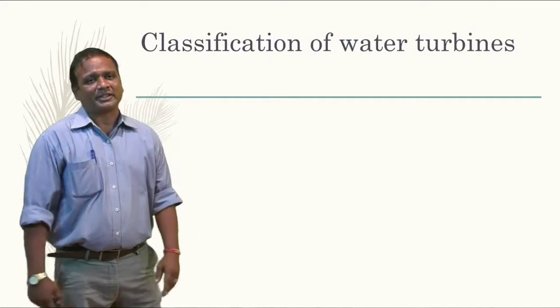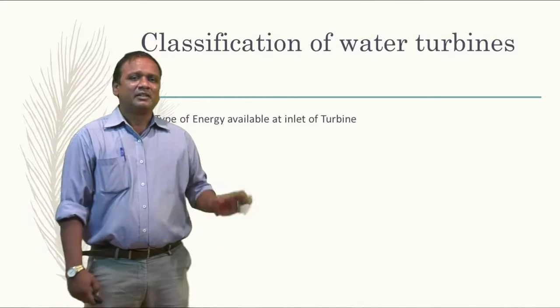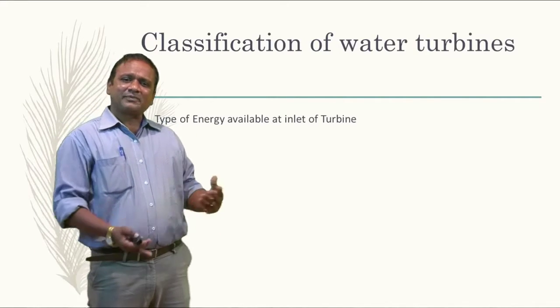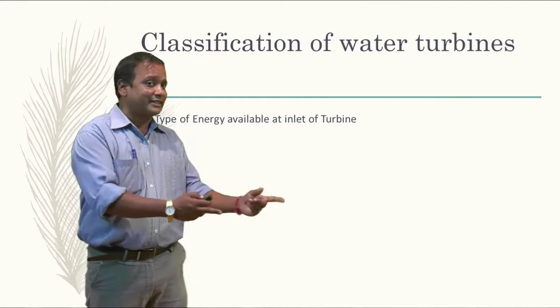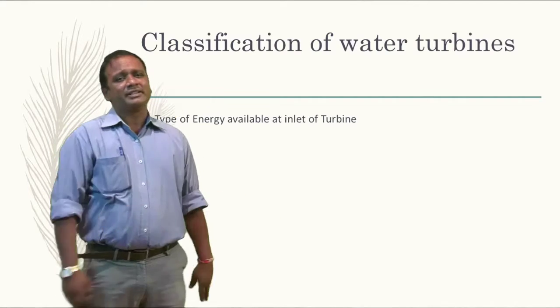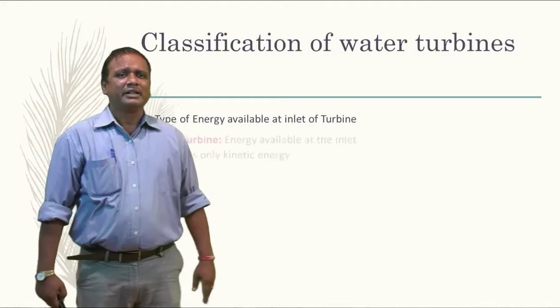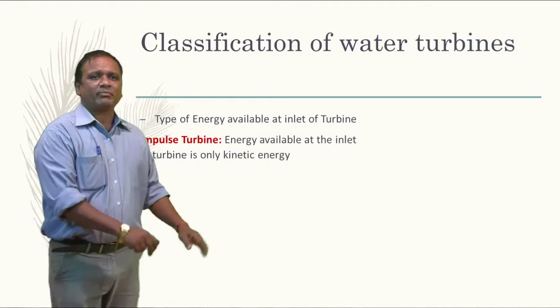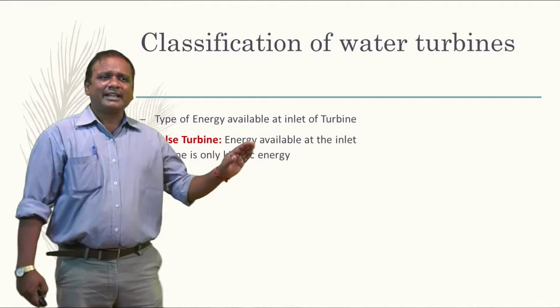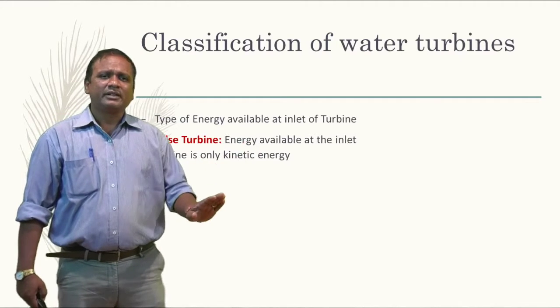Now, the classification of water turbines: how these turbines have been classified. First, they are classified by the type of energy available at the inlet of a turbine. At the inlet of a turbine, whichever energy is available, that is how the classification is done. So one would be an impulse turbine, where the energy at the inlet of the turbine is in the form of kinetic energy.